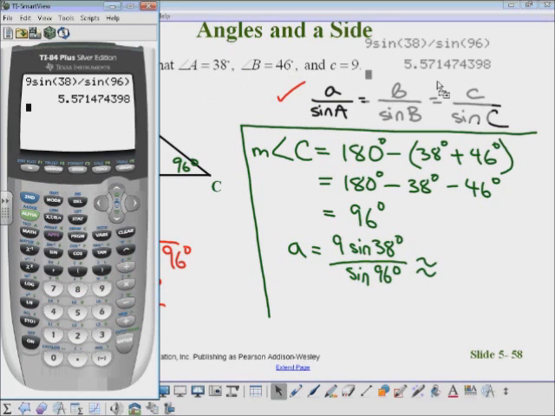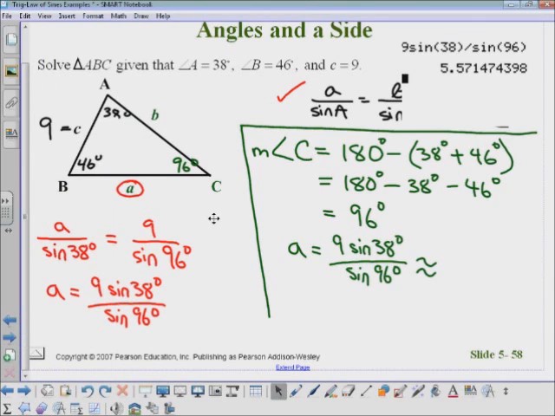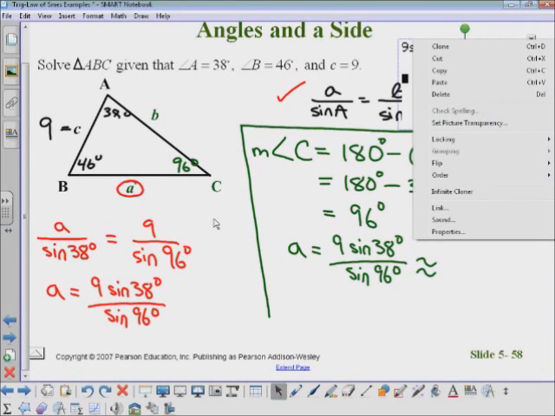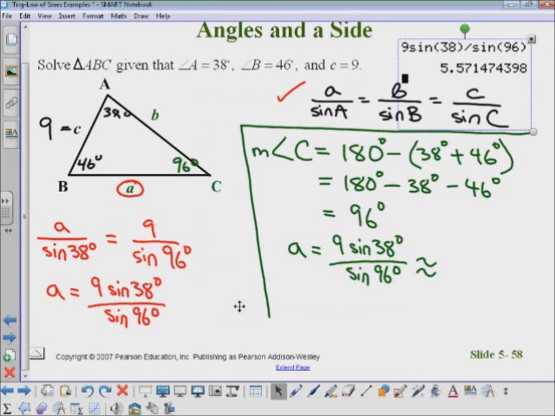And this is, put it up here. You might be saying, oh wait, I can't see what's behind it. That's okay. I'm going to set picture transparency. Tap over here, say okay, now I can. Okay, so we get about 5.5, oops, 5.6, rounding to the nearest tenth.